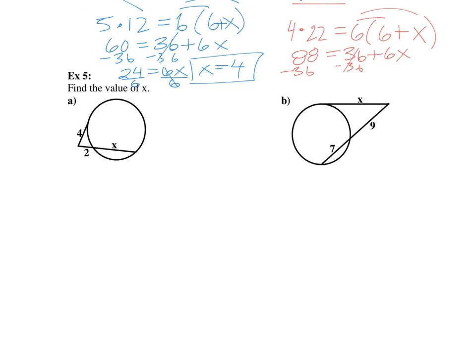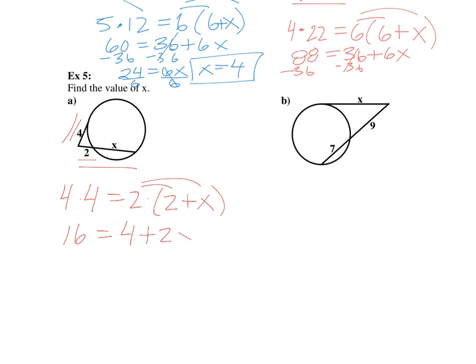All right, example 5. I have 4 times 4 is equal to 2 times 2 plus x. Distribute. I have 16 is equal to 4 plus 2x. Subtract 4. I get 12 is equal to 2x. Divide by 2. X is equal to 6. Done.